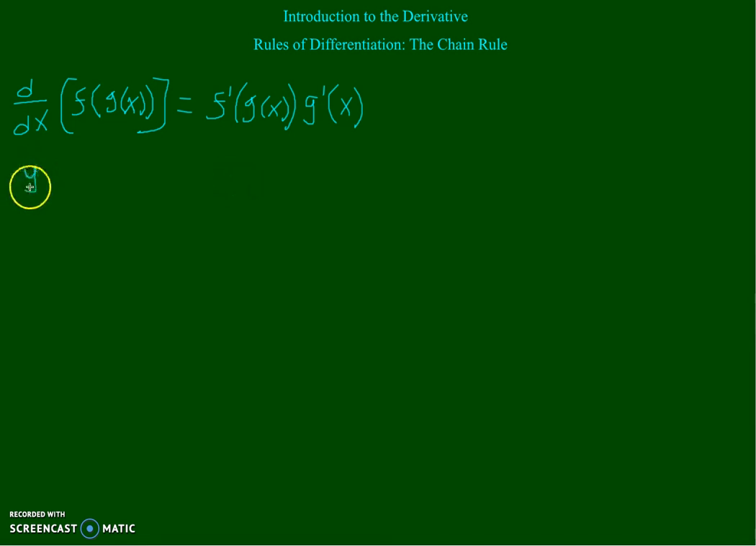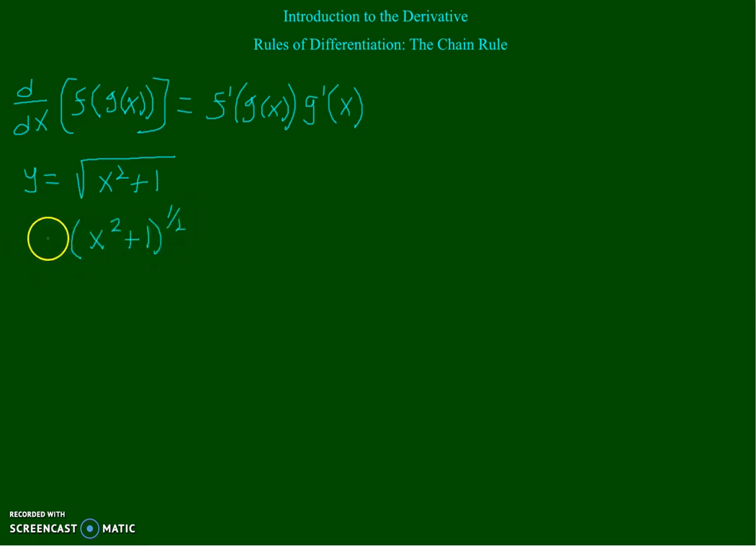So let's say y equals the square root of x squared plus 1. Now, if we rewrite this, it should be a little easier to see the outer and the inner functions. So this is actually x squared plus 1 to the 1/2 power. So here the outer function is raising something to the 1/2 power, and the inner function is the thing being raised to the 1/2 power.